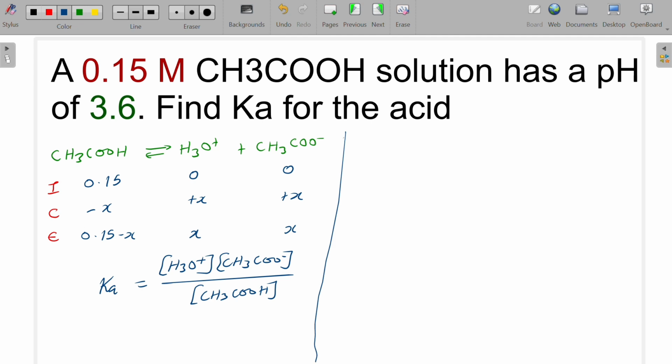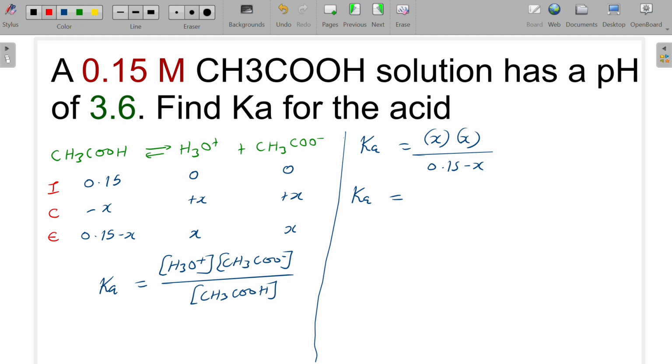So let's proceed. This implies our Ka, replacing with the values we have at equilibrium. For the top part, we only have x multiplying by another x concentration. Then down here we have 0.15 subtracting x. And in this case, now remember we are given the value of pH. pH is given to be 3.6.